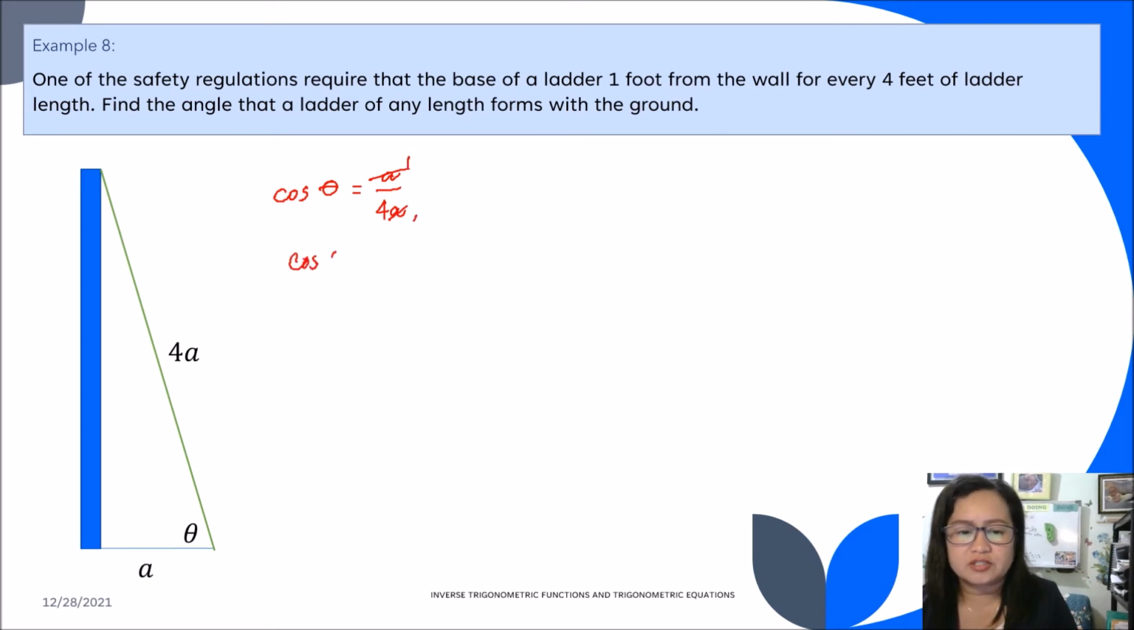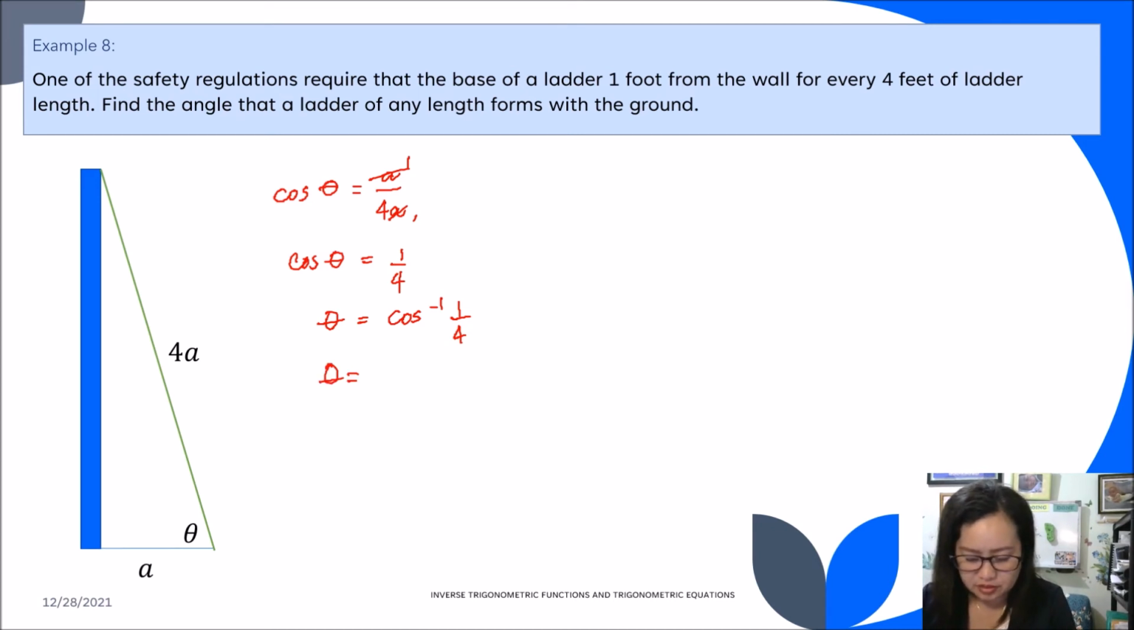Therefore, cosine theta is equal to 1/4. Now, to know that angle, we have to get the inverse. We have to get the inverse cosine of 1/4. Using our calculator, we can press shift, then cosine inverse, 1 divided by 4.